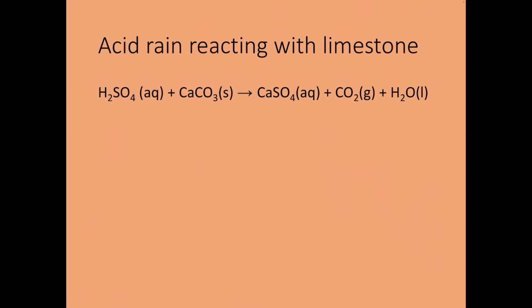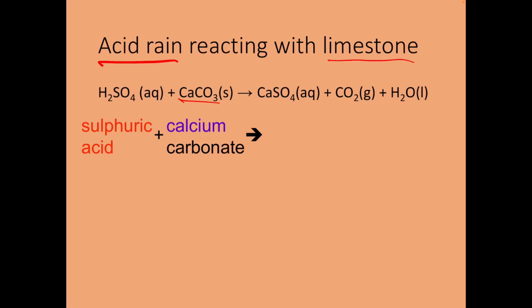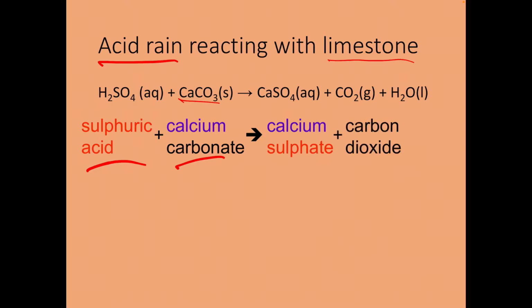So what we're going to look at is acid rain and how it reacts with limestone. Limestone is calcium carbonate. It's what we used to make lots of buildings out of. It's that white looking statue material that you see. Yeah? So sulfuric acid rain reacts with calcium carbonate, or marble as it's better known, or limestone, and it creates calcium sulfate, carbon dioxide and water.